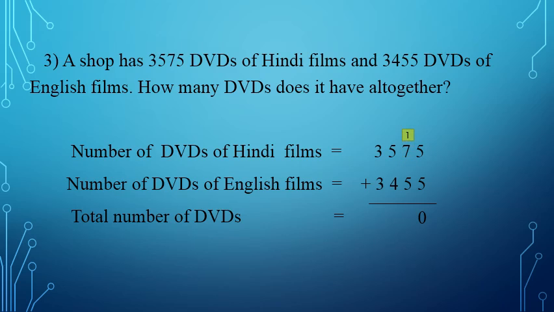7 plus 5 is equal to 12. 12 plus 1 is equal to 13. So write 3 here and 1 is carry over to the hundreds column. 5 plus 4, 9. 9 plus 1, 10. So write 0 in hundreds column and 1 is carried over to the thousands place. 3 plus 3 is equal to 6. 6 plus 1 is equal to 7. So what is your answer? 7030 DVDs are there. I hope you understood this.